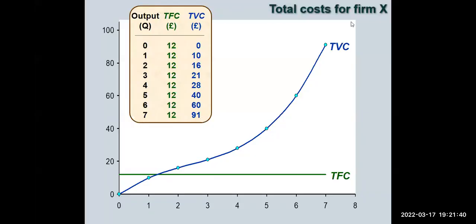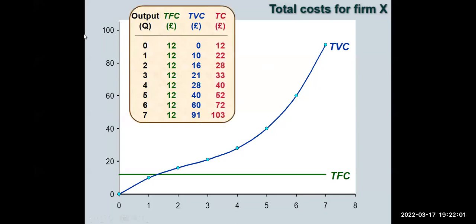If you add total fixed cost to total variable cost, what do you get? Total fixed cost plus total variable cost is equal to total cost. Now the total cost: 0 plus 12 is 12, 10 plus 12 is 22, 16 plus 12 is 28, 21 plus 12 is 33, and in that way, here it is 91 plus 12 is equal to 103.